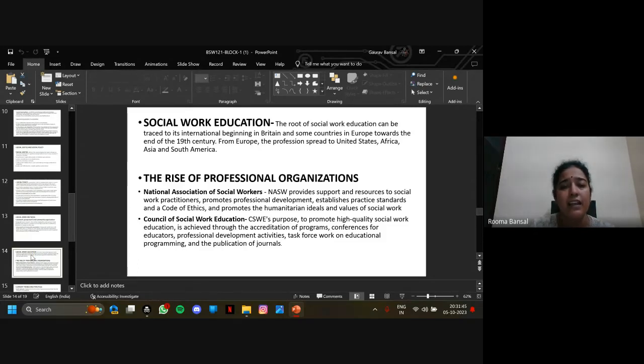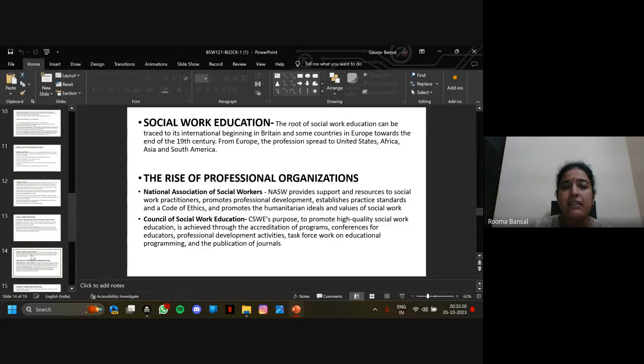There are any number of organizations which provide services in the field of social work. Here we can take the example of the National Association of Social Workers. It provides support and resources to social work practitioners, promotes professional development, establishes practice standards and a code of ethics, and promotes the humanitarian ideals and values of social work.